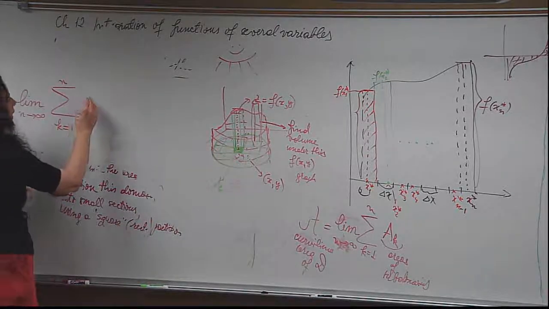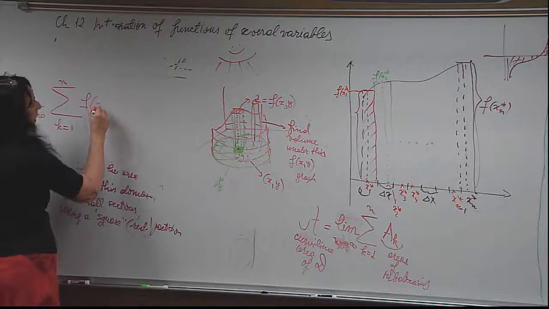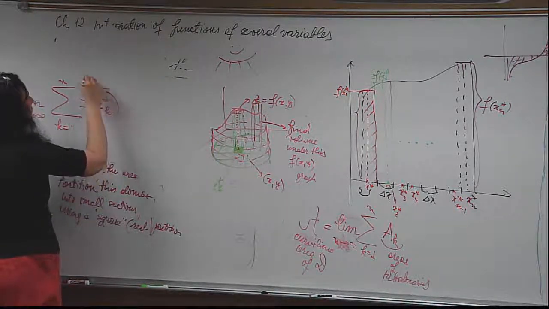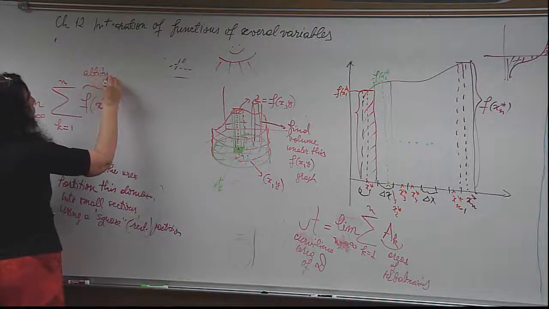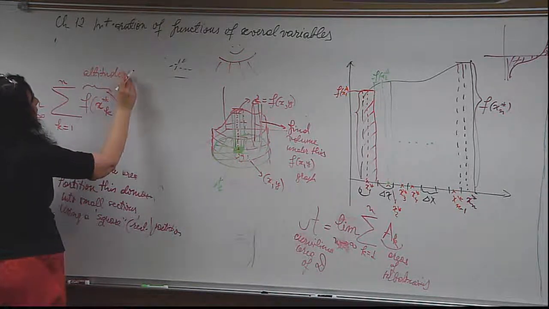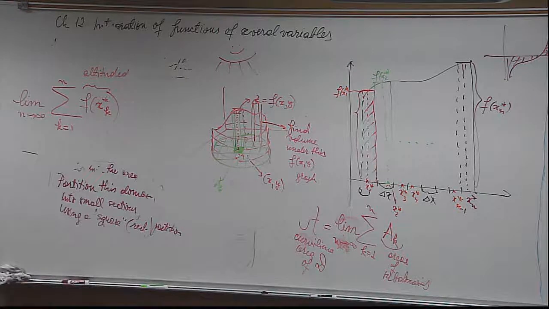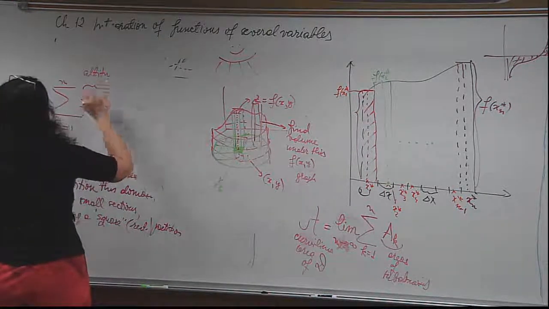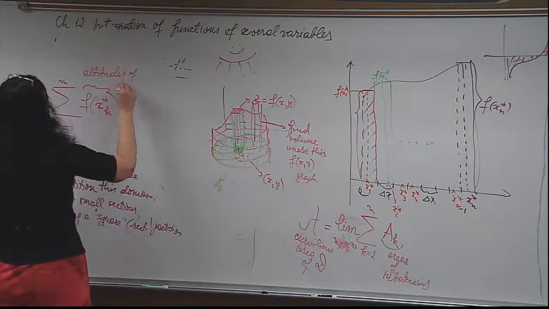So I'm going to say f of x_k star, those will be the altitudes of the buildings. Magdalena, you don't know how to spell. Altitudes of the buildings.